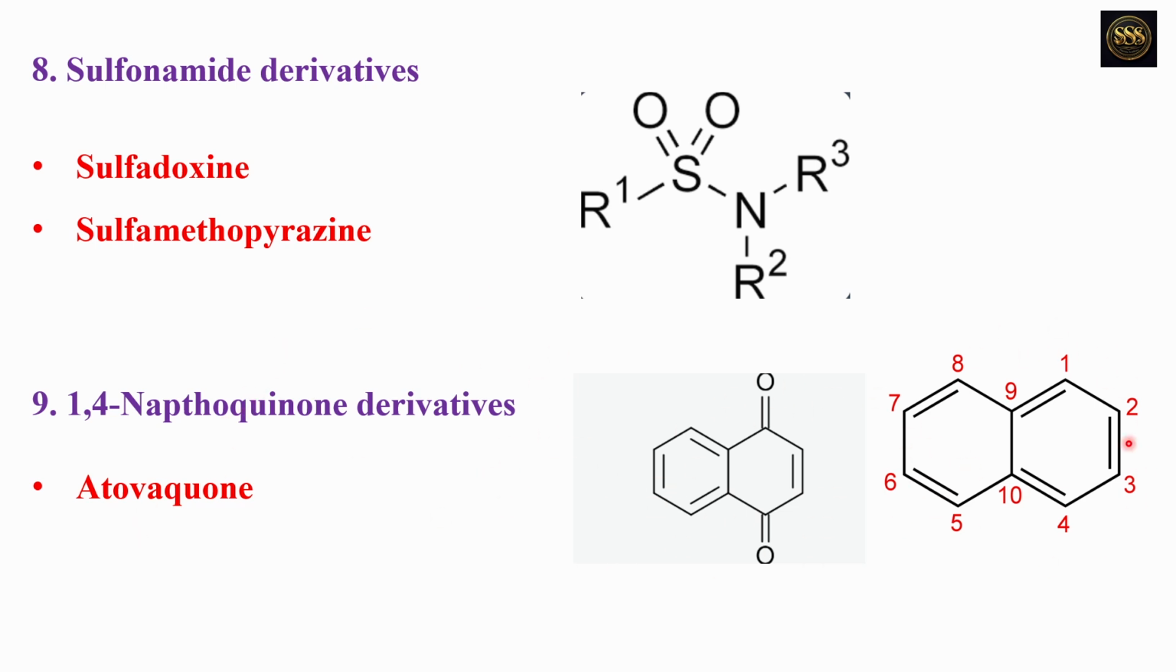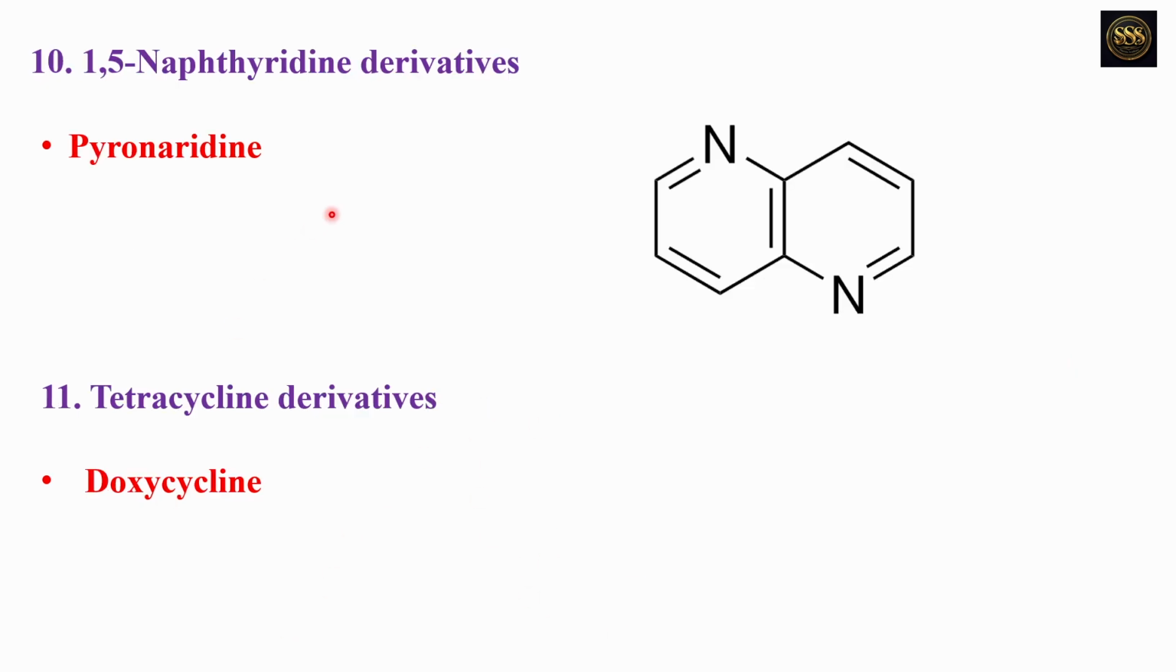Next is 1,4-naphthoquinone derivatives. Here you can see the naphthalene structure, and at the first and the fourth position you can see double bond O, so quinone. So you can see here naphthoquinone derivatives, so atovaquone. This is an example of 1,4-naphthoquinone derivatives. Then 1,5-naphthyridine derivatives. You can see here 1, 2, 3, 4, 5. At 1 and 5 you can see nitrogen. Nitrogen is attached here, so it is called pyronaridine. So this is a 1,5-naphthyridine derivative, pyronaridine.